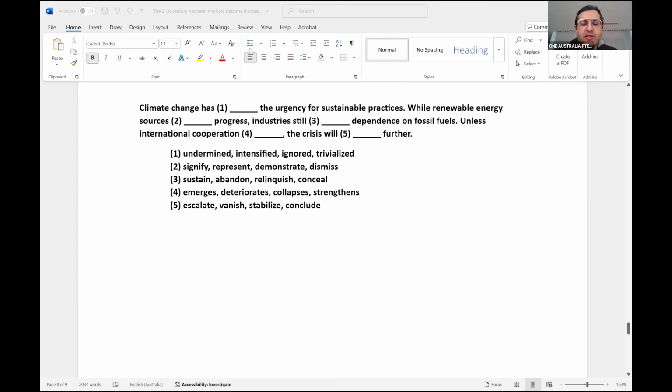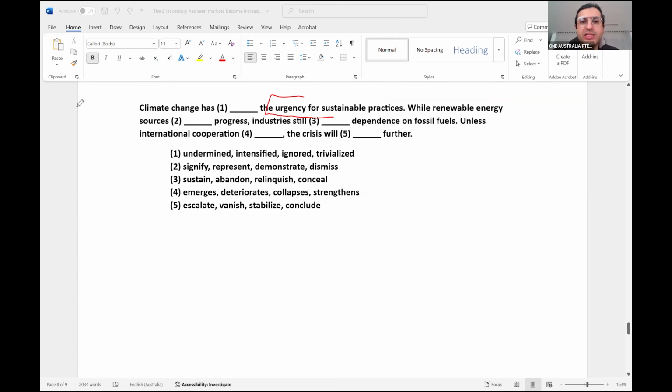So if we read the first one, it very clearly says that climate change has dash the urgency for sustainable practices, which is a positive thing. Which blank do you think will fit in the first answer? Undermine. See, undermine is a negative word. Undermine means you neglect, you ignore, or you don't respect.